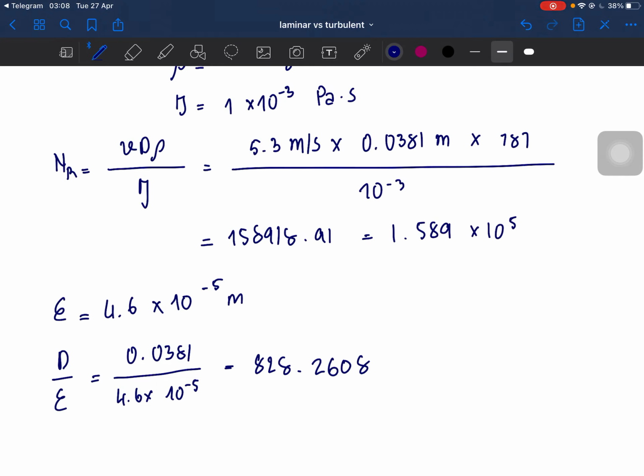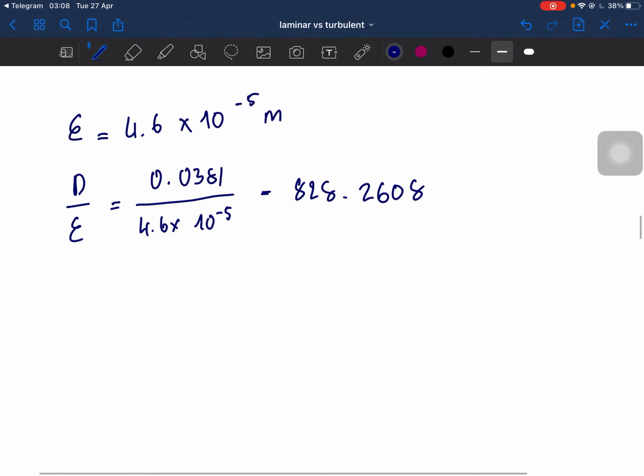So now we can read the value of the friction factor. It's in the graph, so I'm reading from another screen. You can imagine, or you can read at the same time with me.